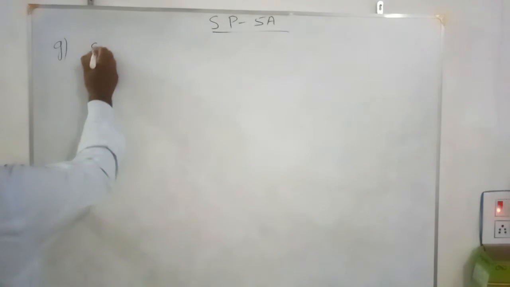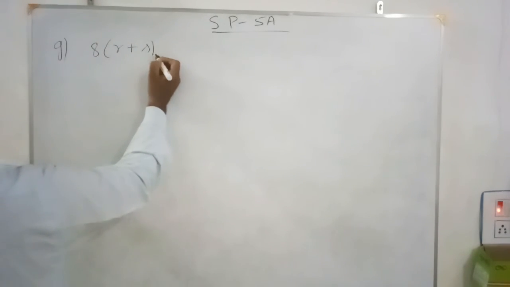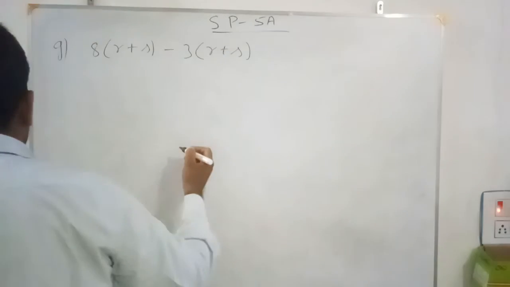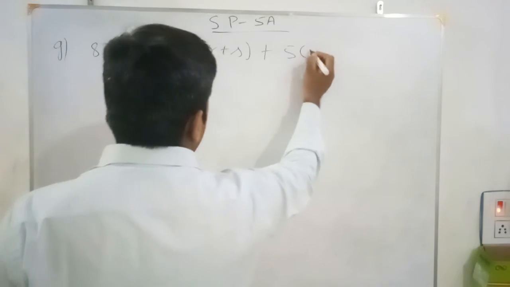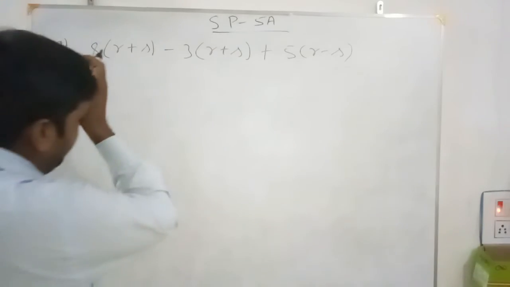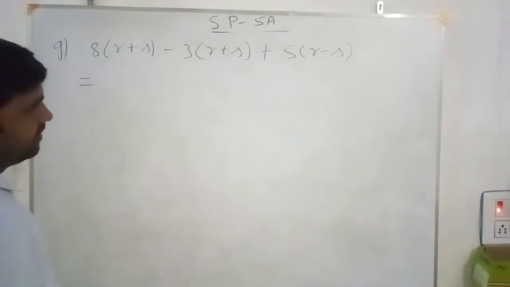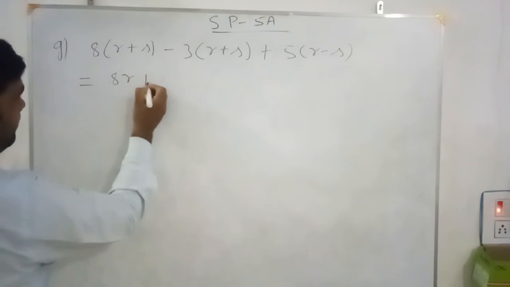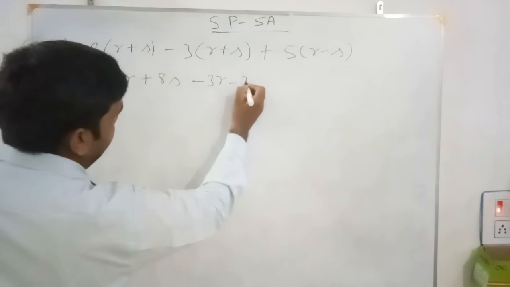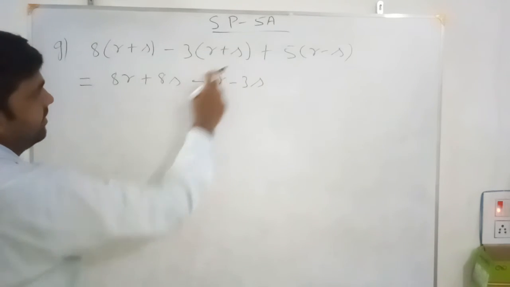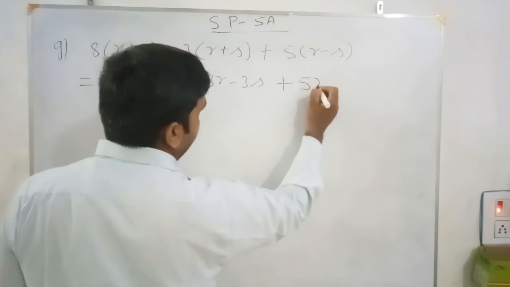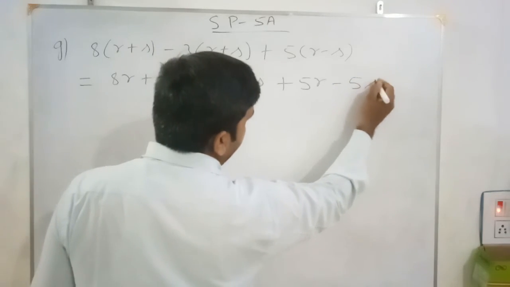Eight multiply r plus s, minus 3 multiply r plus s, plus 5 multiply r minus s. So in this question, to find the like terms, first what we do, we will expand this expression. So 8r plus 8s, minus 3r minus 3s, and here 5 into r is 5r, and minus 5 into s is minus 5s.